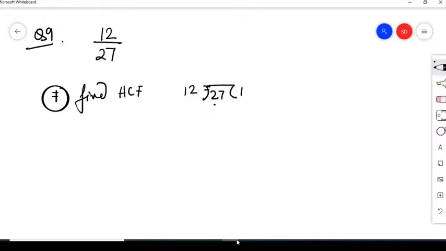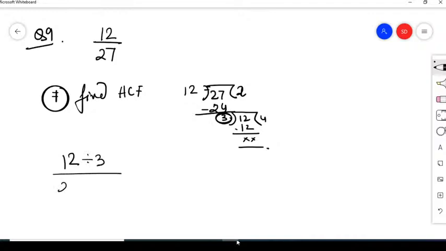12 ones are 12, twos are 24. 3, 4s are 12. So the HCF is 4. So then what are we going to do? Sorry, 3. 3 is the HCF. So what are we going to do? We are going to divide both the numerator and the denominator by the HCF, which equals 4 by 9. So that's okay.